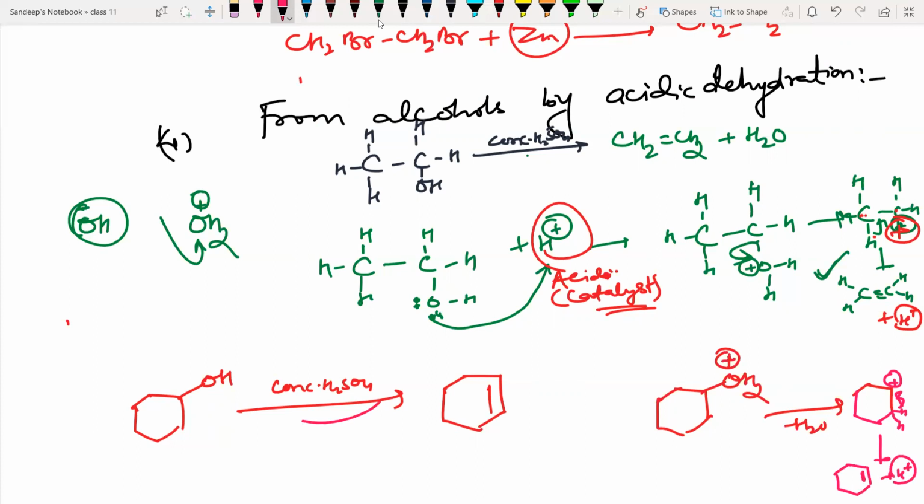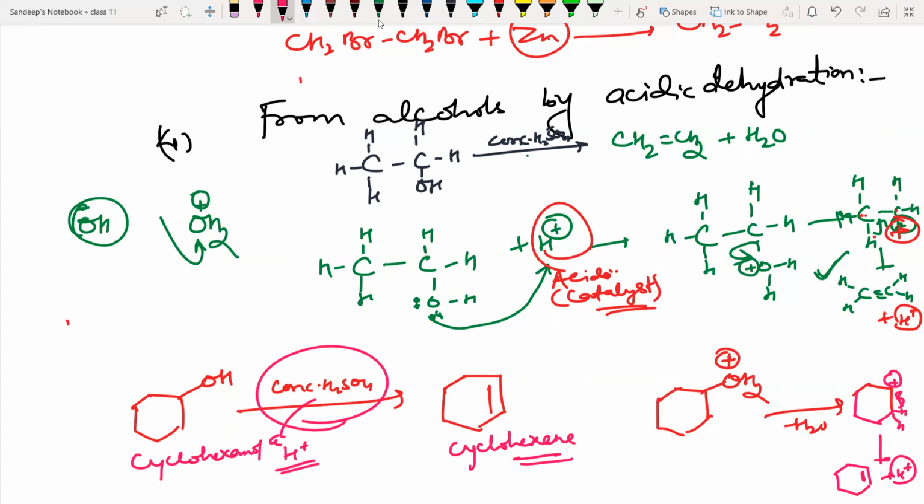This proton, coming from the acid, only actually started the reaction. So cyclohexanol will form cyclohexene. Understood? Yes, sir.